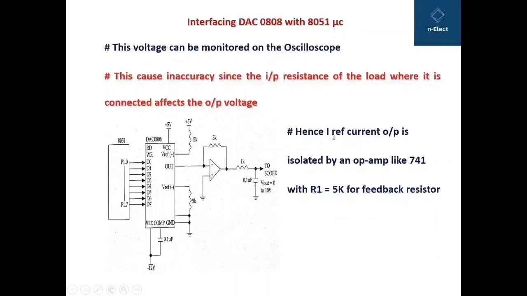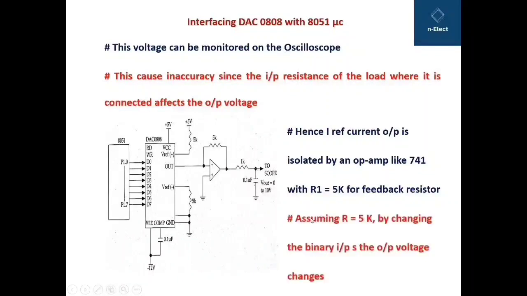and hence the I reference current output is isolated by an op-amp 741 with R1 equal to 5K for a feedback resistor. Assuming R equals 5K, by changing the binary inputs to this DAC, the output voltage changes.